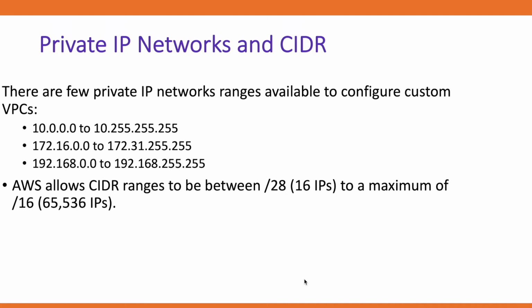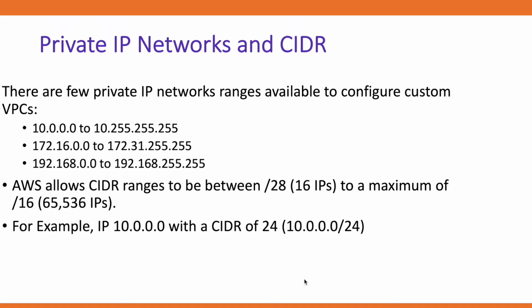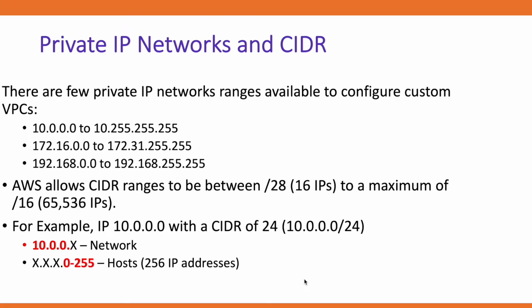65,536 IPs. A simple thumb rule to remember is that the CIDR prefix is inversely proportional to the size of the network. The smaller the prefix, the bigger the network, and vice versa. Let's discuss this with the help of an example. Suppose we have a CIDR block of 10.0.0.0/24. It means that the first three octets, that is 10.0.0, represent the network and the last octet, 0 to 255, represents the host. It has a total of 256 IP addresses or possible hosts.